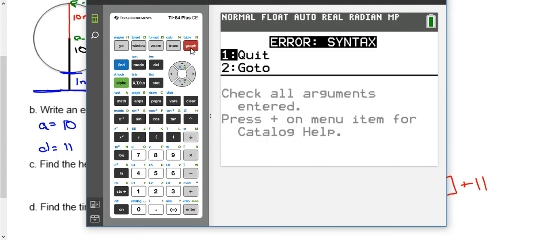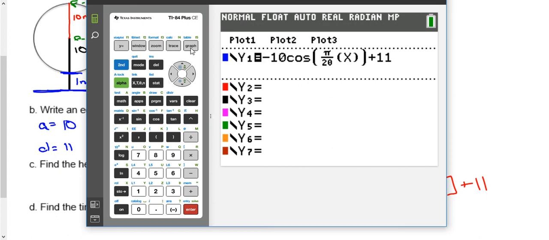So let's graph that. So syntax error. So I used a subtraction instead of negative. There we go.